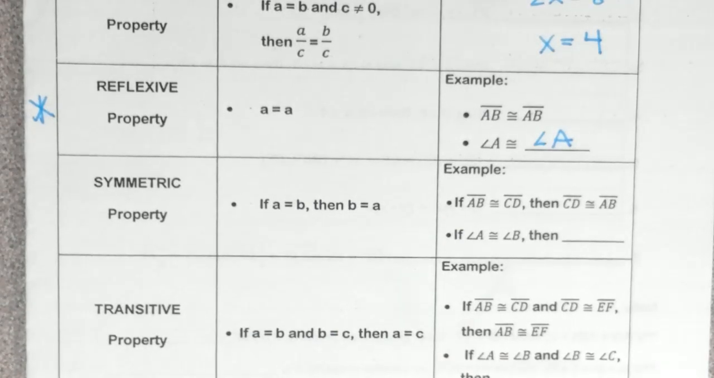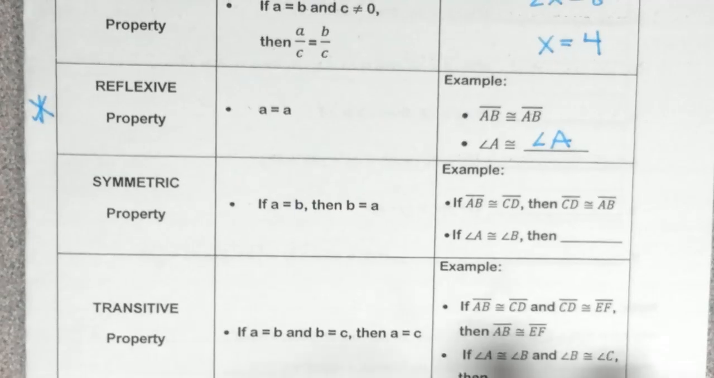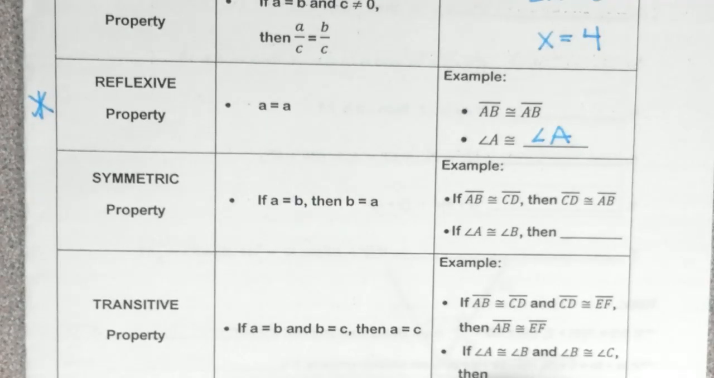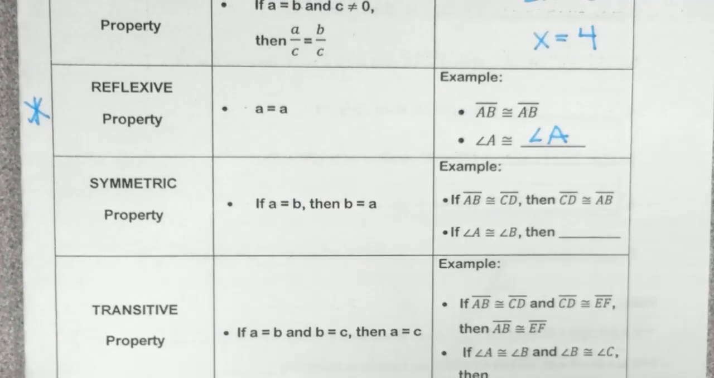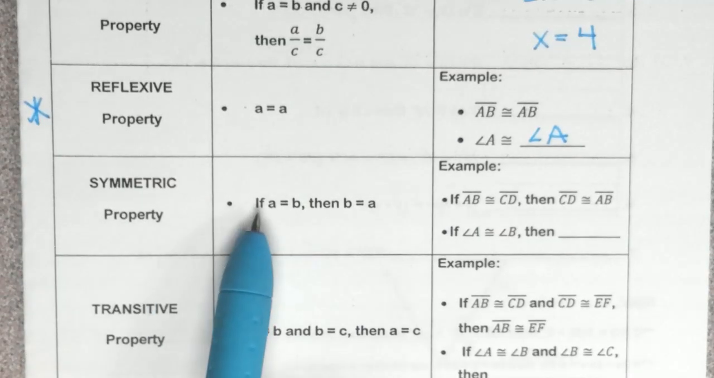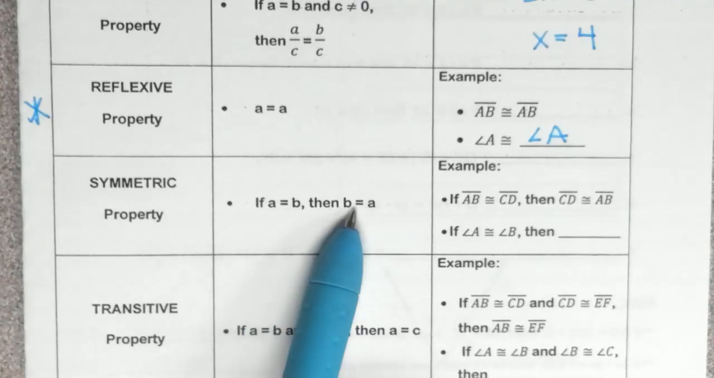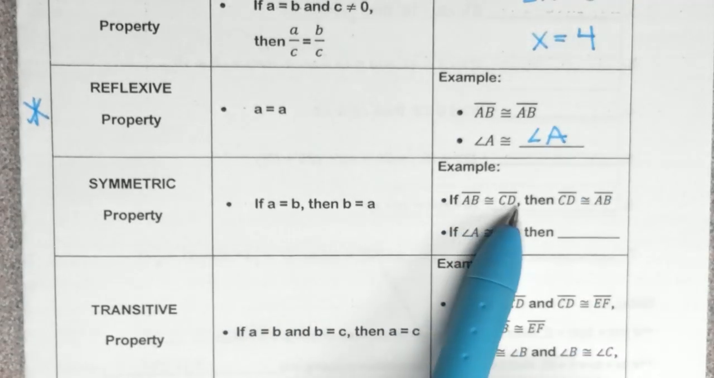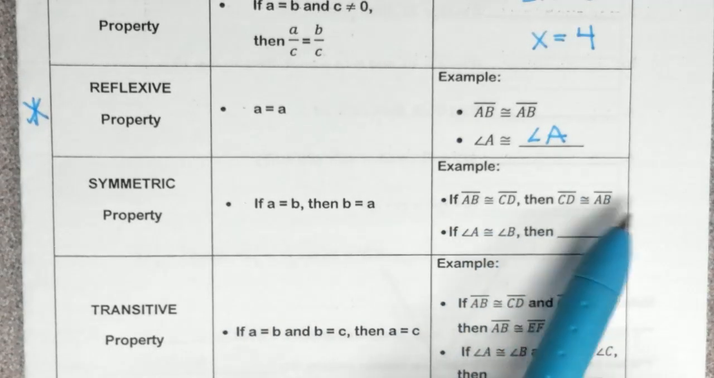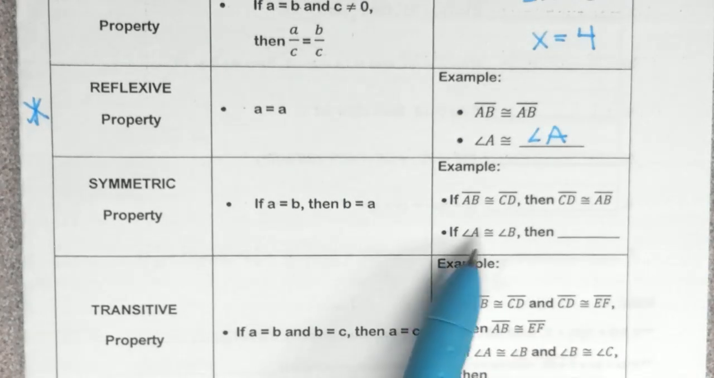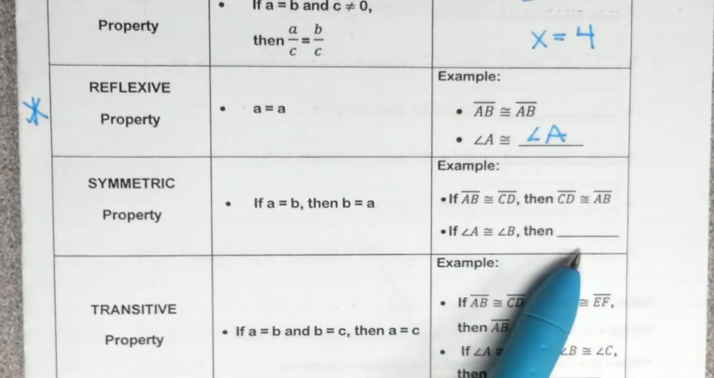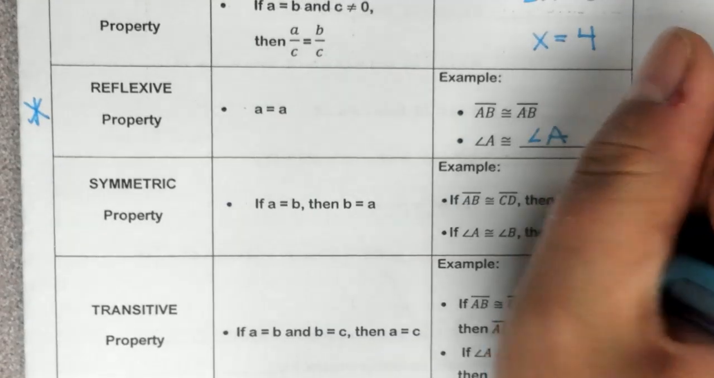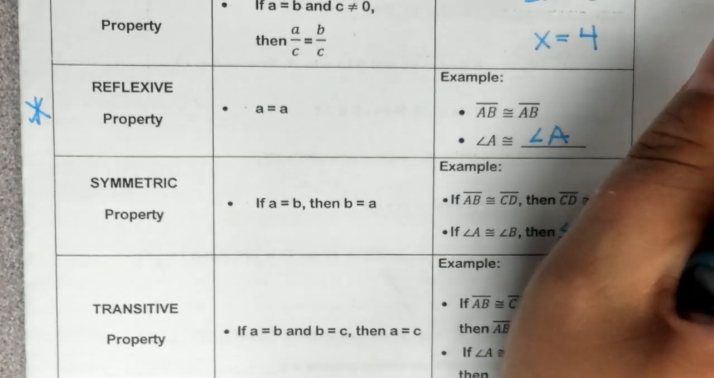Perfect. Next, symmetric. What does symmetric mean? Equal on both sides. Symmetry, right? A lot of times when I think of symmetry, I think of a mirror. All right? So symmetric property is if A equals B, then B equals A. This one actually kind of reflects to the other side. All right? So if AB is congruent to CD, then CD is congruent to AB. It flips. If angle A is congruent to angle B, then, write that down please, angle B is congruent to angle A.